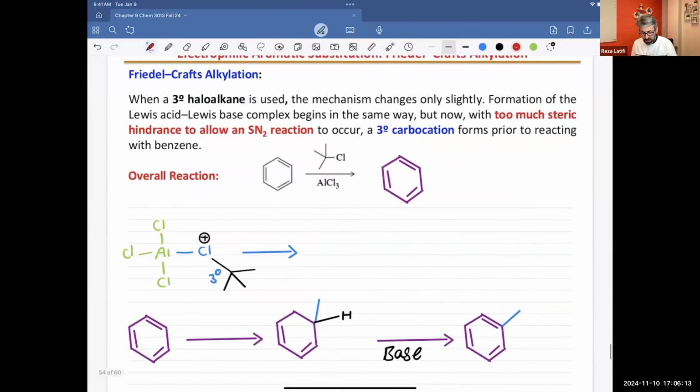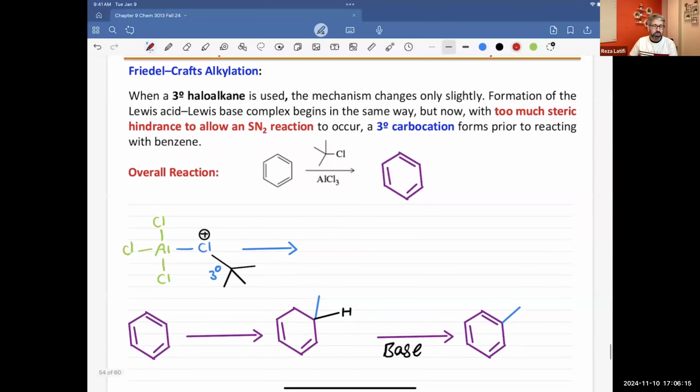Okay, so say in this case, we have a tertiary carbon. Okay, and so we have a tertiary carbon that is holding a chloride. And again, a chloride that will react with the aluminum chloride, which is a Lewis acid. And in this case, we get aluminum chloride plus we get a carbocation. We did not get a carbocation before.